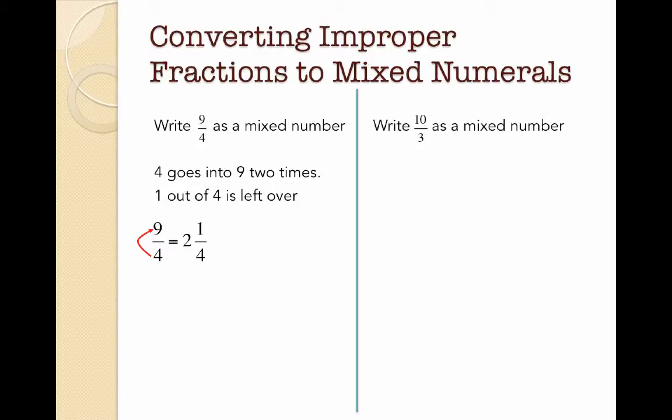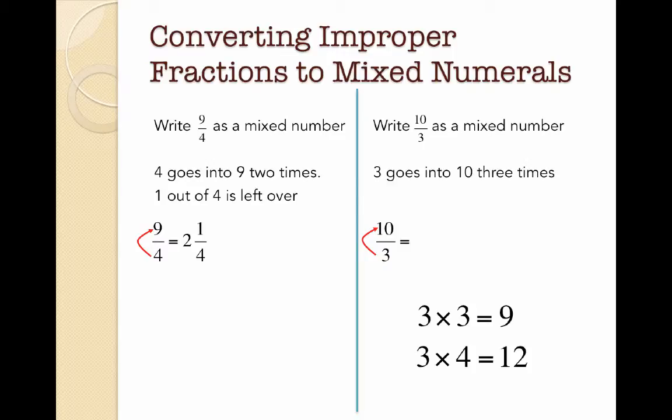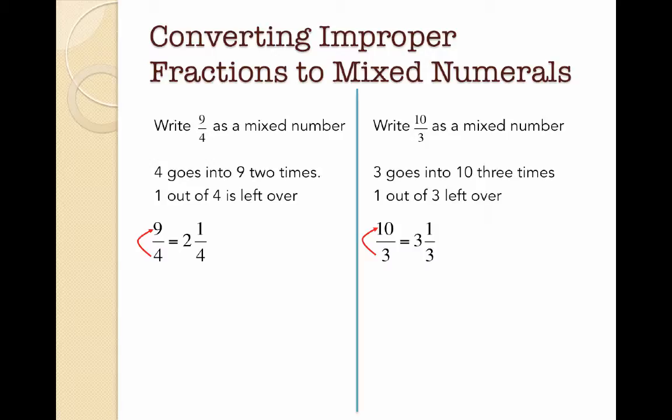Let's try another example. For example, writing 10 over 3 as a mixed number. We ask how many times does 3 go into 10? Well, 3 3s are 9 and 3 4s are 12. So it goes into it 3 times. So our mixed number is going to have 3 wholes in the answer. 1 is left over out of 3, so our 10 over 3 becomes 3 and 1/3.